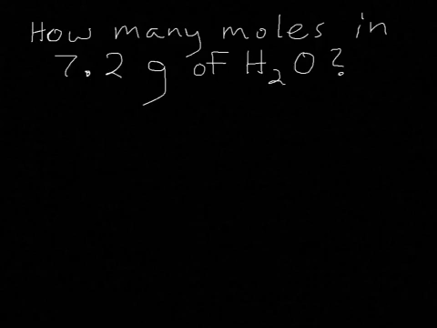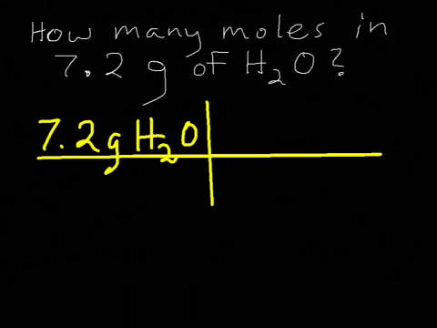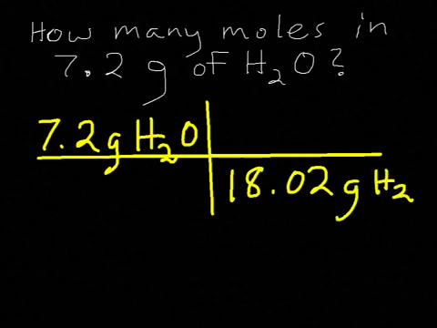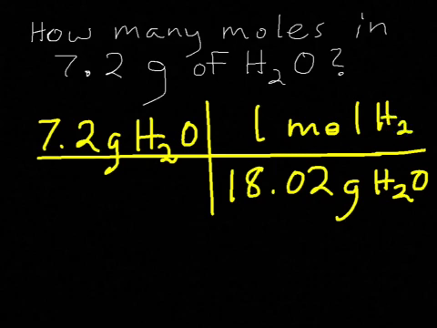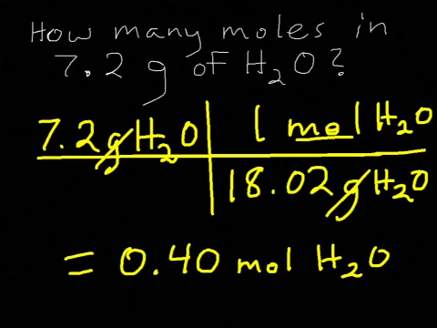This process works for more than just atoms. It works for molecules. If we begin with a quantity in grams, for example, 7.2 grams of water, we can take the molar mass of water, which adds up to be 18.02 grams, and that would be the mass of 1 mole of water. In this situation, grams and grams cross-cancel. We're left with the unit of moles. All we have to do now is the math in the calculator. To 2 significant digits, this works out to be 0.40 moles of water.